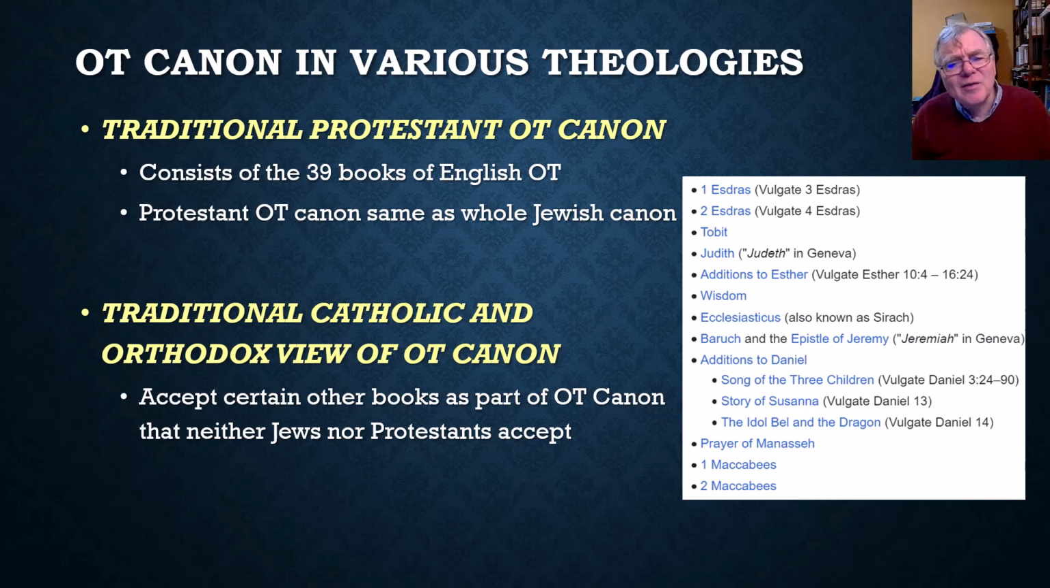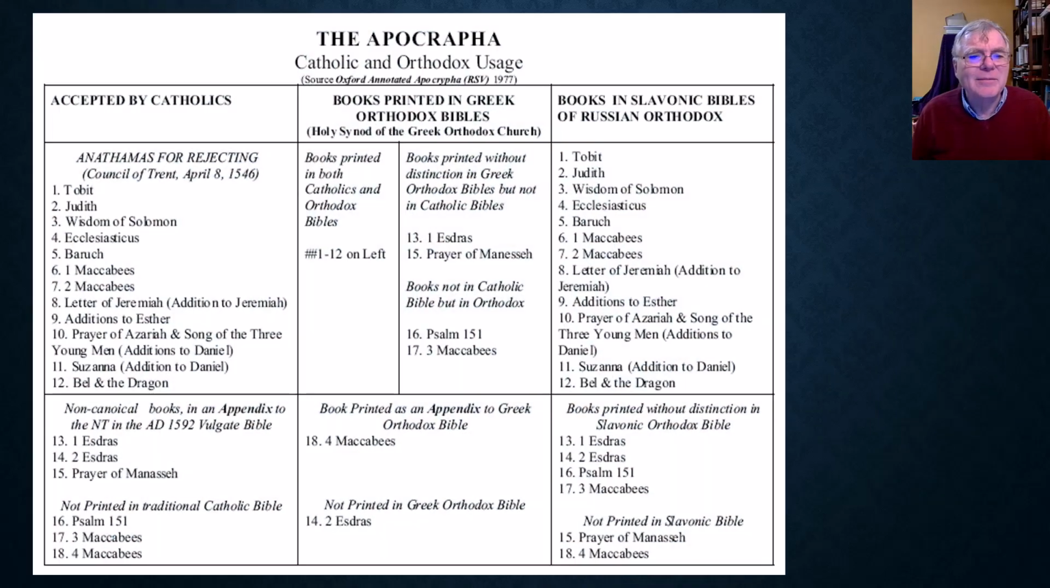Now, when you get down to the details, it gets kind of complicated. And so this shows you the details. And so, column 1, you have the books accepted by Catholics, including Tobit and Judith and Wisdom of Solomon and Ecclesiasticus and Baruch and 1st and 2nd Maccabees and the letter of Jeremiah, which is an addition to the book of Jeremiah. There are also certain additions to Esther.